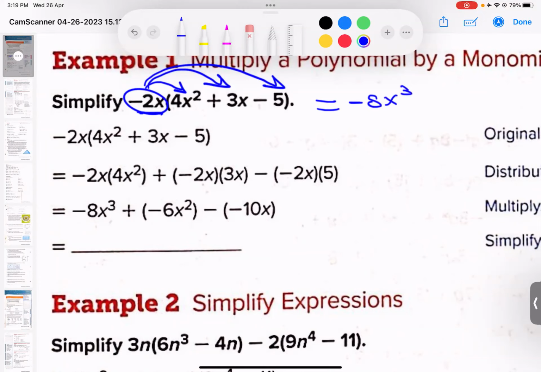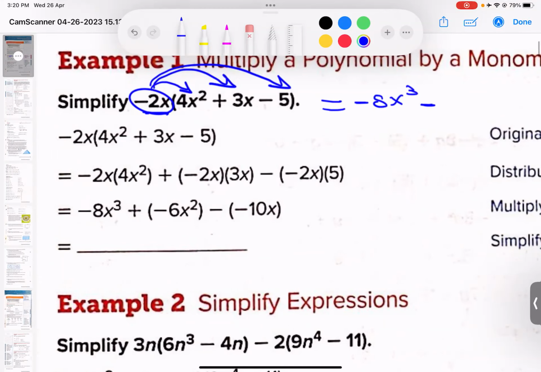By the way, you have to remember, whenever we have negative multiplied by positive, it's supposed to be negative. 2 multiplied by 3. I'm done with the first term. Right now, I'm heading to the second term. So it's going to be negative 2x multiplied by 3x. So what do you think?